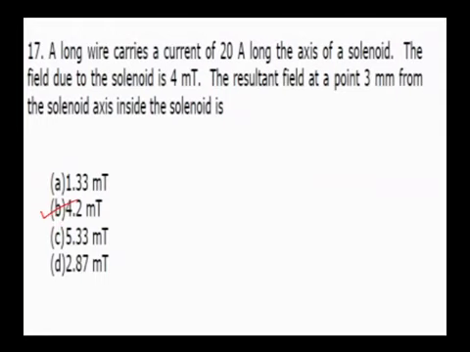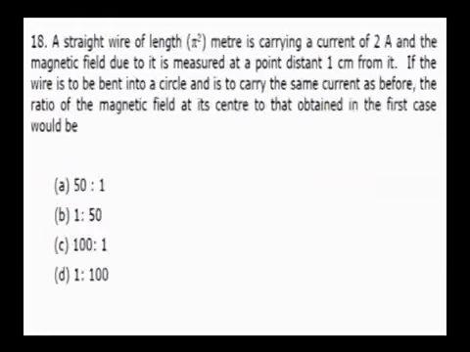Okay, so now we'll move to the next question. That is question number 18. See, in this question it is given that a straight wire of length pi square meter.